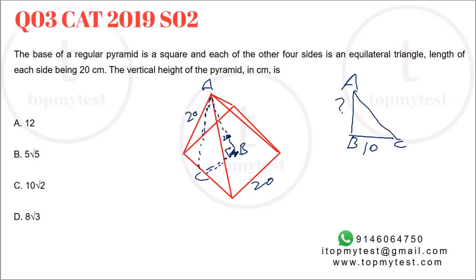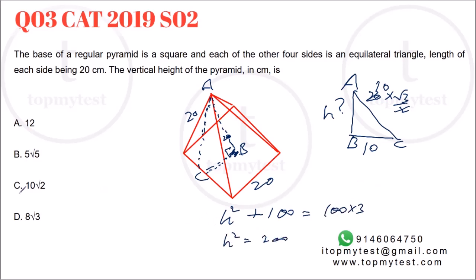What is the height of an equilateral triangle of side 20? Height will be 20 into root 3 by 2, which is 10 root 3. Now we can use Pythagoras theorem and figure it out. So h square plus 100 will be equal to 100 into 3, which means h square will be 200 or h will be 10 root 2. Job done. Under 2 minutes in an exam situation, pretty straightforward.